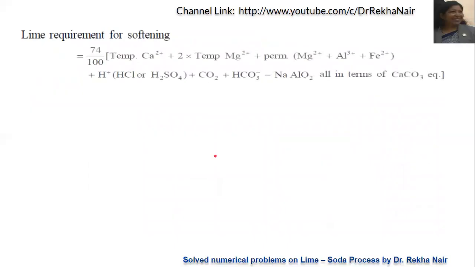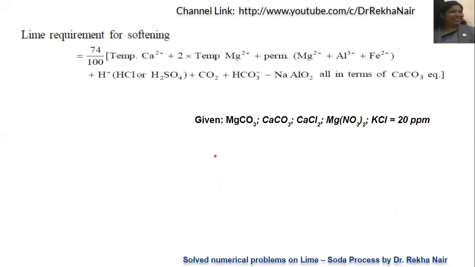So again we have the formula for lime requirement, and the constituents given are magnesium carbonate, calcium chloride, magnesium nitrate and KCl. KCl does not impart hardness, so we are not bothered about KCl. So let us see which constituents we can put in the lime requirement. So lime requirement is equal to 74 upon 100.